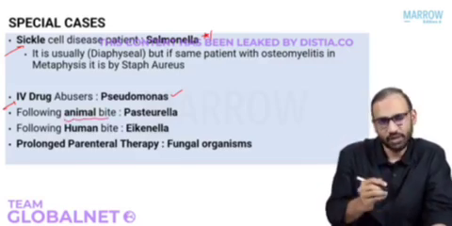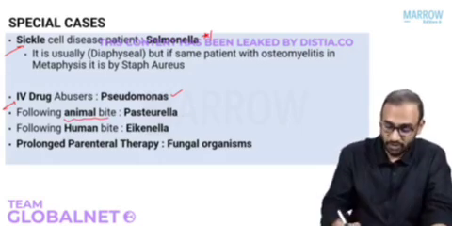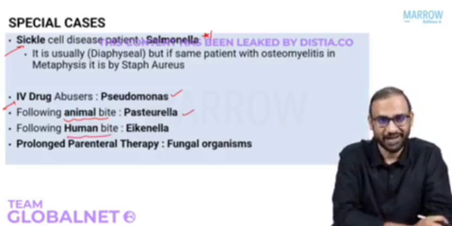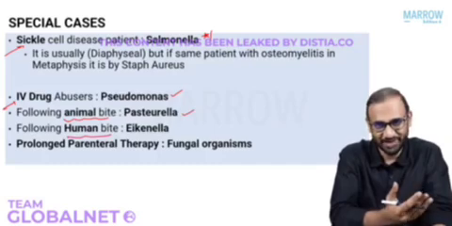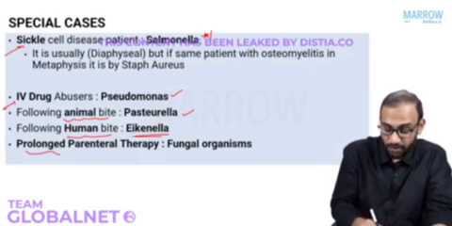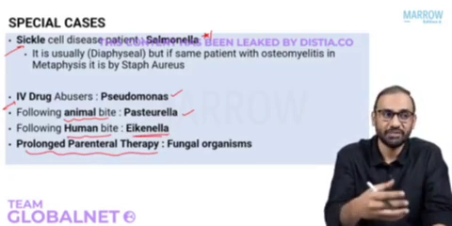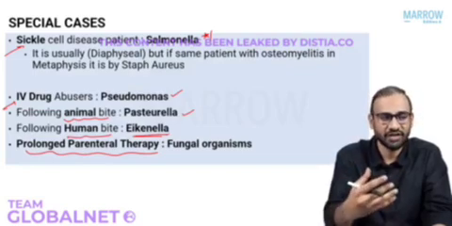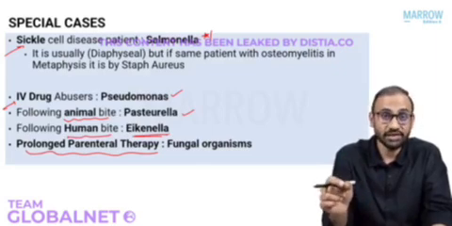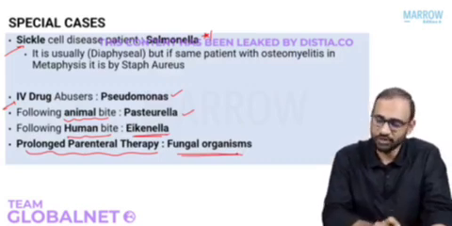If a patient gets osteomyelitis following an animal bite, the organism usually is Pasteurella. And following a human bite, suppose your best friend bites you, and you get osteomyelitis after the bite, you get osteomyelitis because of an organism known as Eikenella. Patients in ICU on prolonged parenteral therapy, taking total parenteral nutrition or parenteral treatment for very long durations, months and weeks, are at increased risk of getting osteomyelitis because of fungal organisms. So these are the things that you should remember because all of them are MCQs.